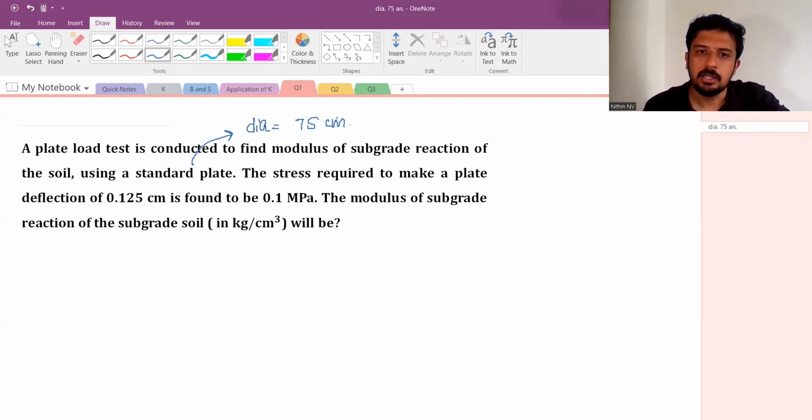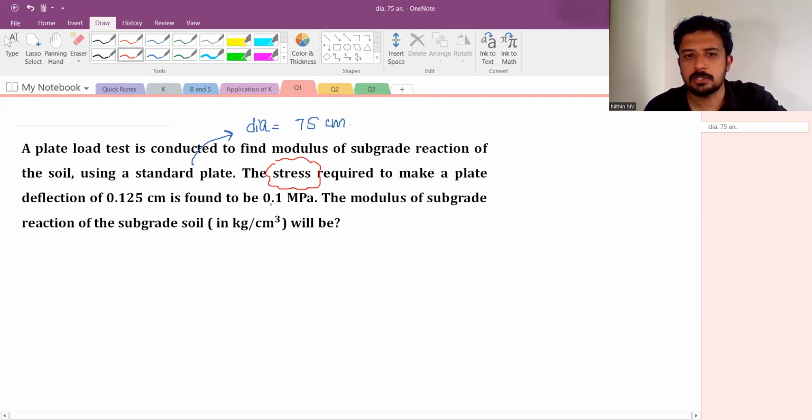Now the stress required to make a plate deflection of 0.125 centimeter is found to be 0.1 megapascal. So now, should we calculate the contact area? Not required. Why? Because they have already given the stress value. Stress means pressure value, already given directly. How much is it? 0.1 megapascal. Now how to calculate the K value then?